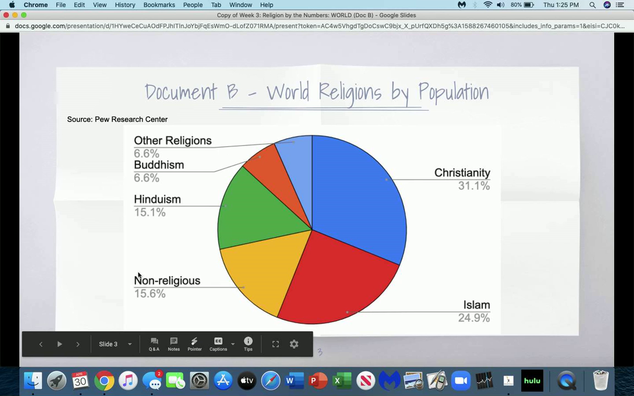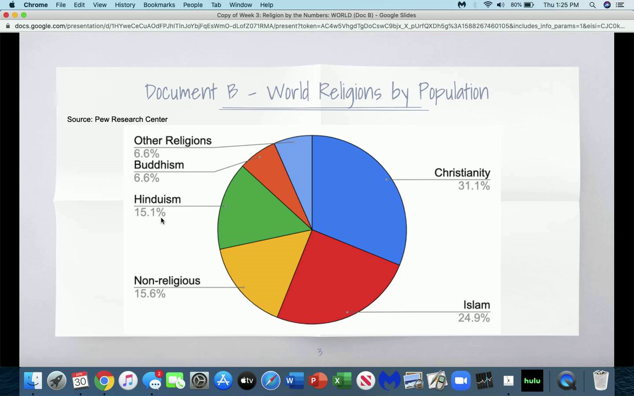15.6% of all people are non-religious. 15.1% of the entire world is Hindu. 6.6% of the entire world follows Buddhism. And then 6.6% of the entire world's population follows other religions.